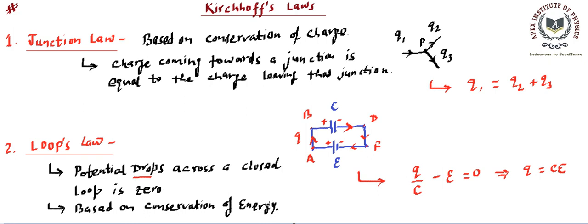So again, let me re-explain what these two laws say, and then we will be using them very frequently in the circuits, and they are very, very important in solving these circuits. First is the junction law. That means at any junction we are going to see what charges are going in and what charges are leaving it. The sum of all the incoming charges is equal to the sum of all the outgoing charges. That's what we are going to say, and it's based on charge conservation, right?